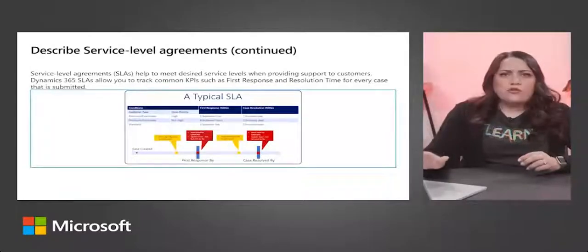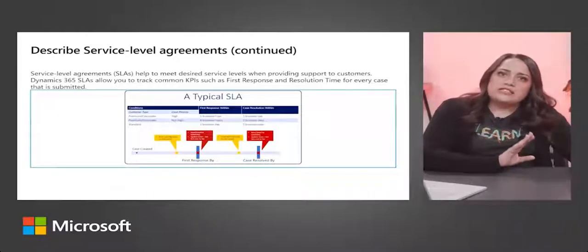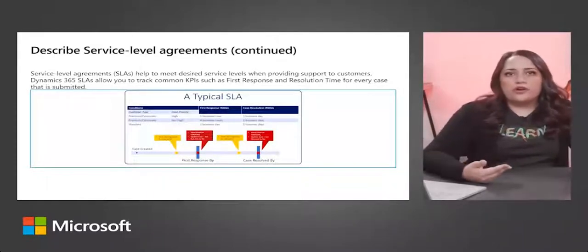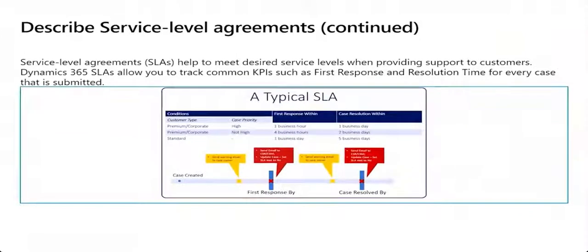So let's say, for example, you have a customer who has a support agreement with your organization. Maybe they are going to be promised a faster response time than someone who doesn't have that support agreement. And Dynamics has 2 different ways of tracking this. You can use a service level agreement or an SLA, or you can use entitlements. Service level agreements help you meet the desired service levels when you're providing support to your customers. And so the Dynamics 365 SLAs allow you to track some of the most common KPIs, like first response and the first resolution time for every case that's submitted to you.